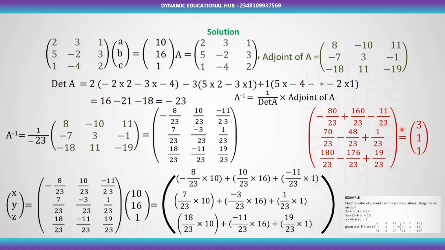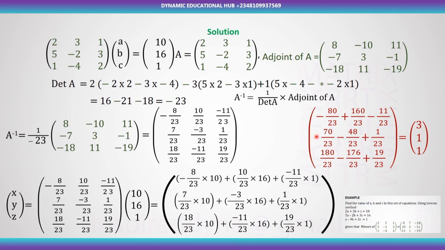So let's observe this fraction. Since all their denominators are the same, we can just ignore the denominator and look at the numerator. Let's do the addition of the numerator. Now we have minus 80 plus 160, we are going to get 80. 80 minus 11, we are going to get 69. At the end of the day, we are going to have 69 over 23. And what is 69 over 23? That is 3, what we have here.